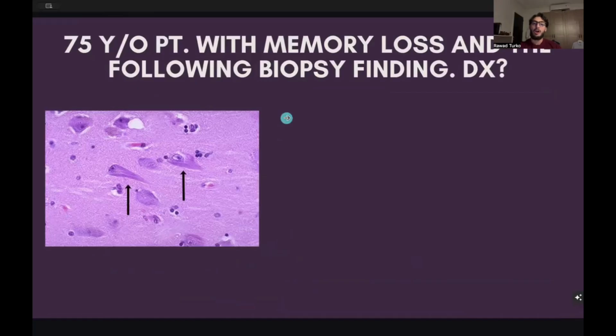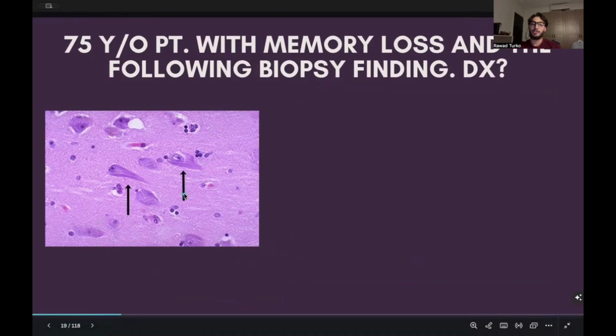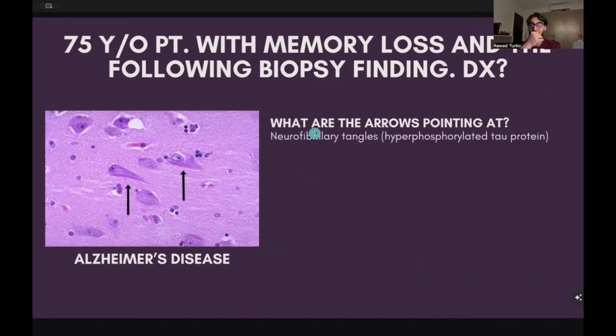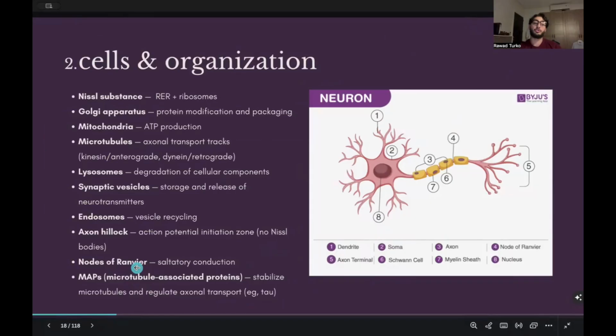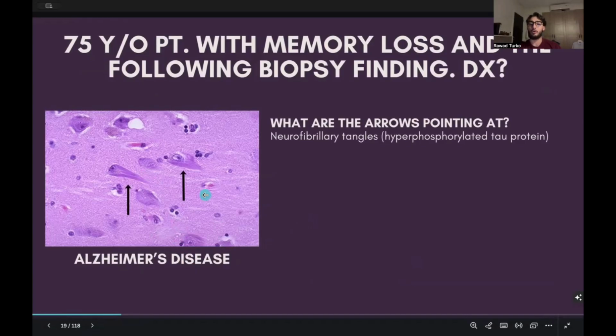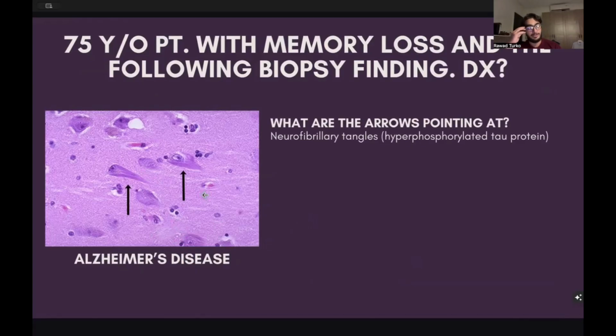Okay. All right, we have a 75-year-old patient with memory loss and the following biopsy findings. What's the diagnosis? Take a minute. So this is Alzheimer's disease. Okay, so what are the arrows pointing at here? So these are neurofibrillary tangles, all right, which are hyperphosphorylated tau proteins. So tau, like I mentioned back here, is a microtubule associated protein. So these tau proteins can be hyperphosphorylated in Alzheimer's disease, and basically they can form these neurofibrillary tangles, which is very important to look at when we're looking at the biopsy finding.